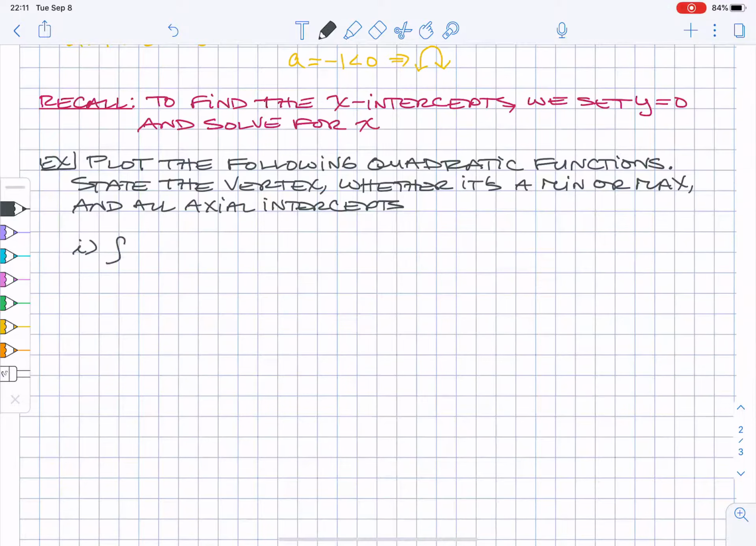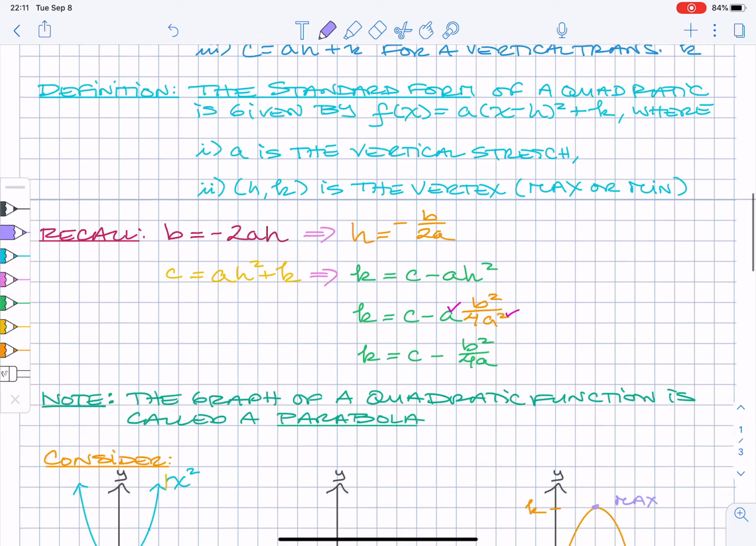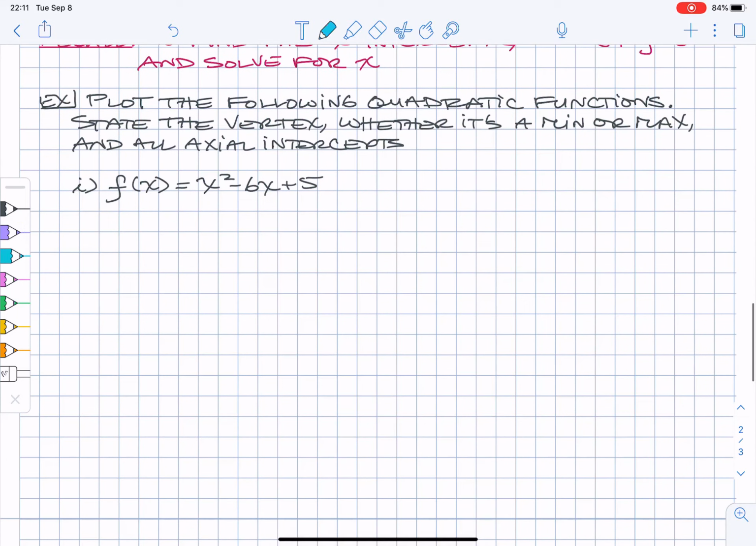Okay, so number 1. Let's say we have that f of x is given as x squared minus 6x plus 5. So in this case, what do we have? We have that a, which is the coefficient of x squared, is 1, which is greater than 0, so I know that this is going to open upwards.